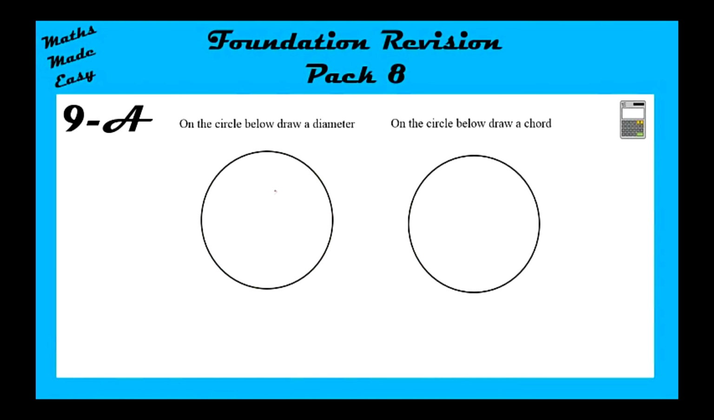Question 9a. On the circle below, draw a diameter. Now a diameter is simply any straight line that goes across the circle straight through the centre. A chord doesn't have to go through the centre but goes straight across the circle again, so something like this, anywhere on the circle, doesn't have to go through the centre. A radius goes from the centre to the edge. And finally, a tangent is a line which touches the outside of a circle once.